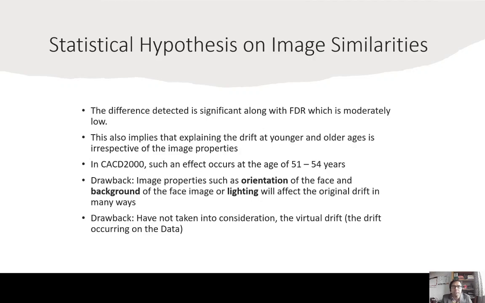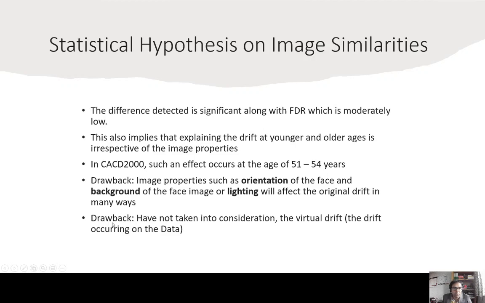So the statistical hypothesis on image similarities, the difference detected is significant along with FDR, which is moderately low, as I showed in the FDR table. This also implies that explaining the drift at younger and older ages is irrespective of the image properties. So a little bit of drift, a little bit of power and beta signal is there, but it's irrespective of the image properties such as orientation, background and lighting. This effect is also seen in ages 51 to 54, which is somewhat in the right middle extreme for CACD 2000.